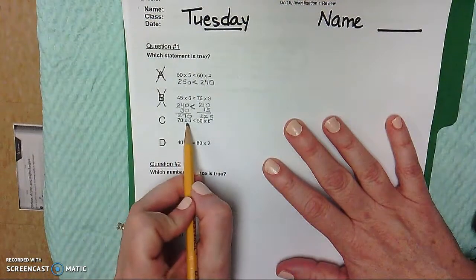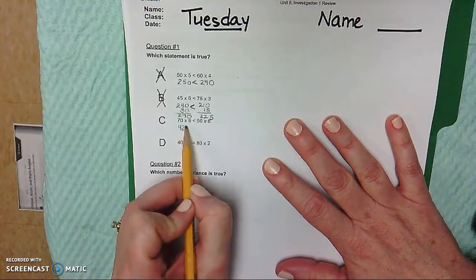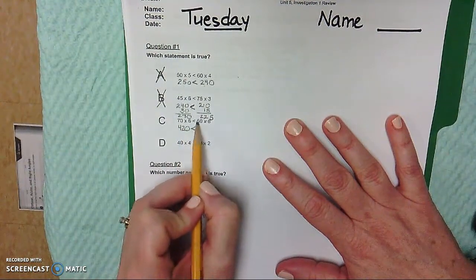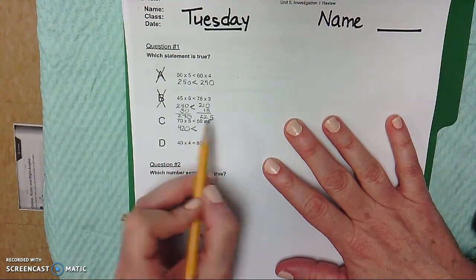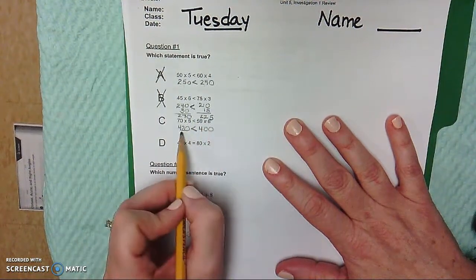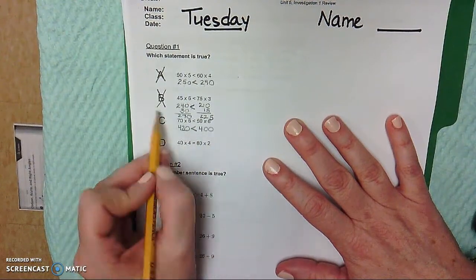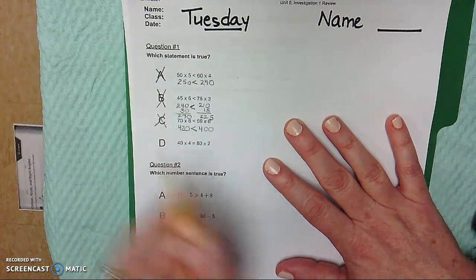All right, let's go to C. 70 times 6 is 420, and they're saying that is less than whatever 50 times 8 equals. 50 times 8 is 400. So is 420 less than 400? No, that's not true either.